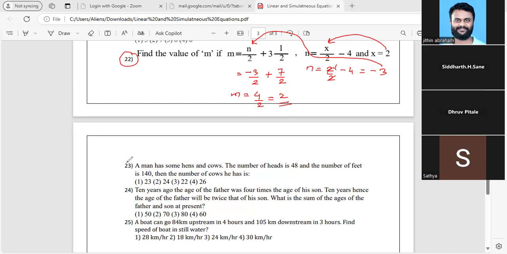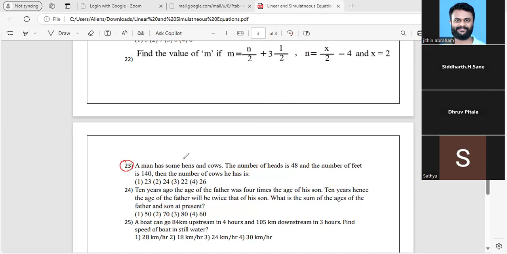Proceeding further. A man has some hens and cows. Let me say x hens and y cows this man has. The number of heads is 48. So that says the total number of x plus y is equal to 48. And the next one is the number of feet is 140. So basically hens are having 2 feet, so that gives you 2x, plus cows are having 4 feet, that gives 4y is equal to 140.